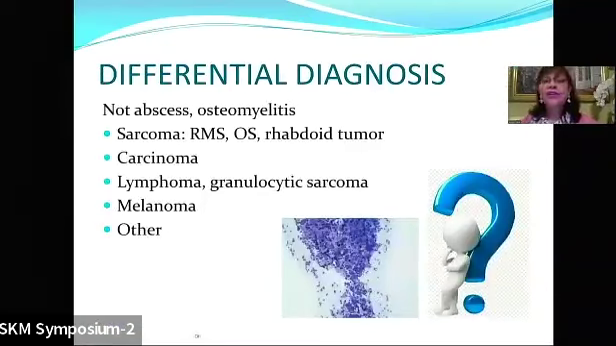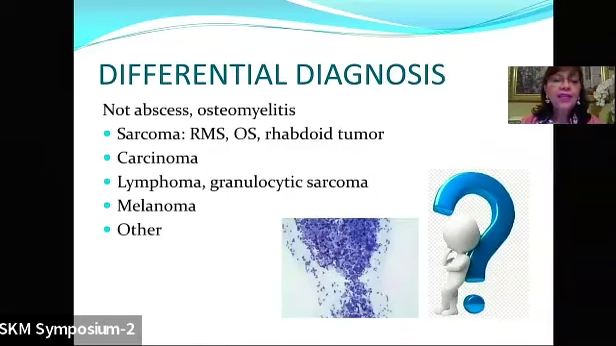And so the differential diagnosis, well, it didn't look like an abscess. So, we ruled out osteomyelitis. And, if it's a sarcoma, is it a rhabdomyosarcoma, osteosarcoma, could be a rhabdoid tumor, could be a carcinoma, hematopoietic malignancy. Melanoma should always be in your differential, or could it be something else? So here again, these large tumor cells that are there.